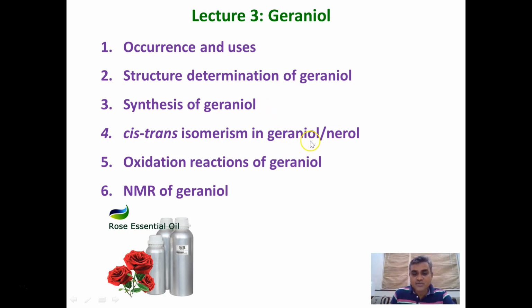Geraniol is a trans isomer and nerol is a cis isomer, so we will discuss the cis-trans isomerism between these two molecules. Geraniol is a typical allylic alcohol containing two double bonds, and therefore its oxidation reactions are very interesting. We'll discuss a few oxidation reactions of geraniol. At the end, we will discuss the 1H as well as 13C NMR data of geraniol.